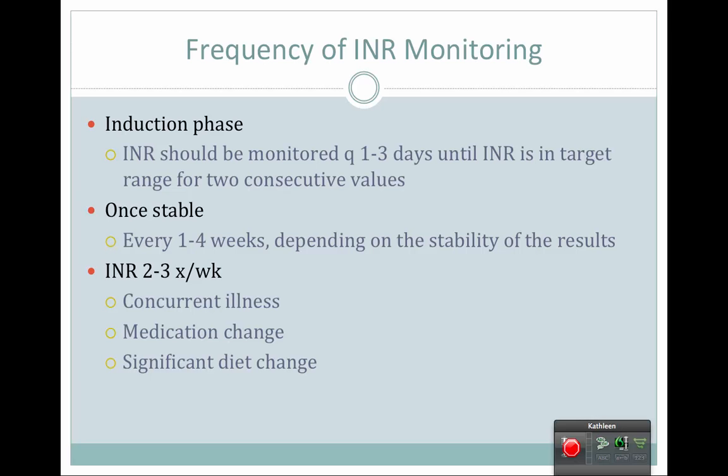Frequency of INR monitoring. In the induction phase, INR should be monitored every 1 to 3 days until the INR is in target range for 2 consecutive values. Once stable, check every 1 to 4 weeks, depending on the stability of the results. Check INR 2 to 3 times a week with concurrent illness, medication change, and significant diet change. Remember, green leafy vegetables can lower your INR, and you have to teach patients about that.